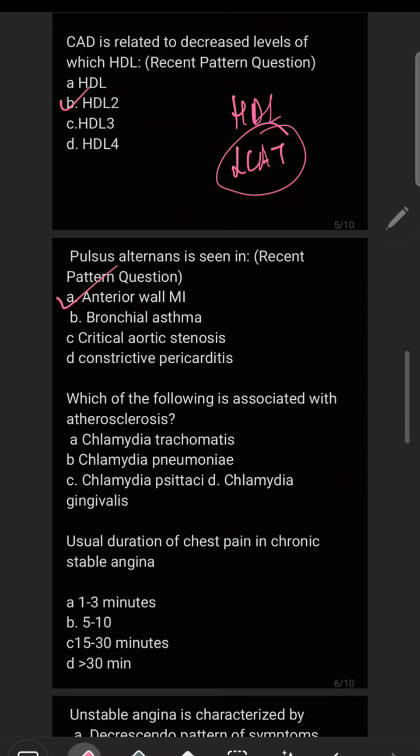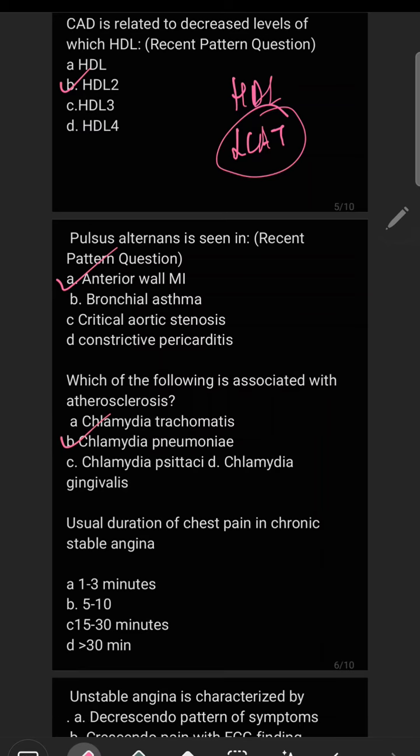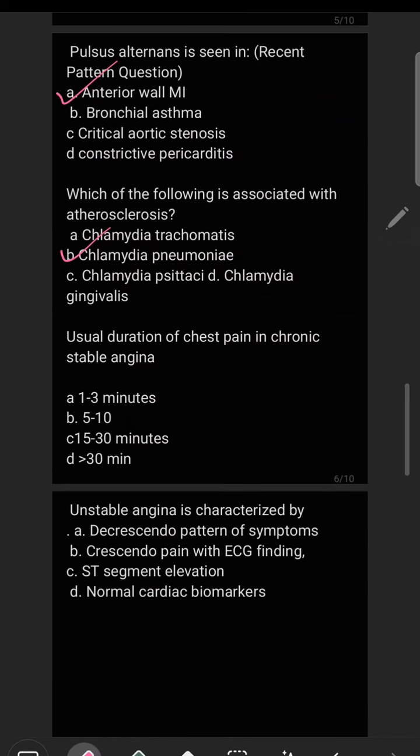Which of the following is associated with atherosclerosis? There is an epidemiological study which has shown the association between Chlamydia pneumoniae and atherosclerosis. The usual duration of chest pain in chronic stable angina is around 5 minutes, or we can take it as 5 to 10 minutes.